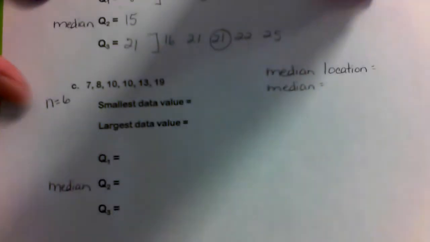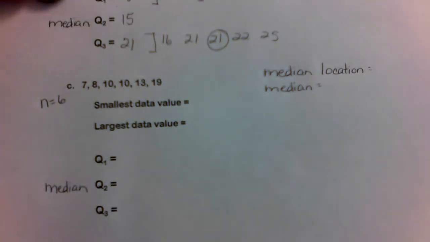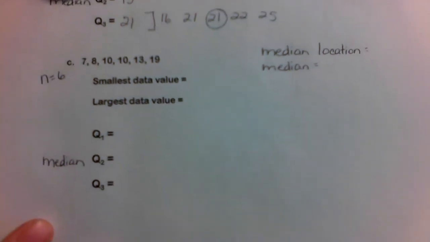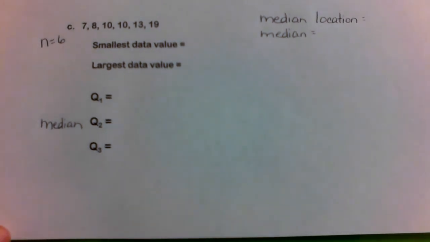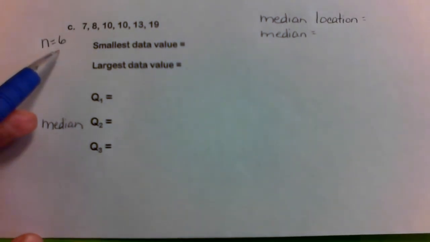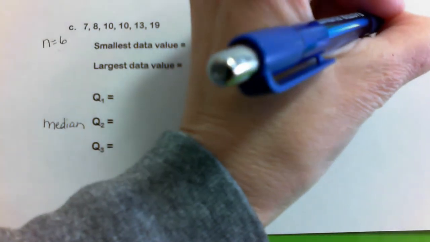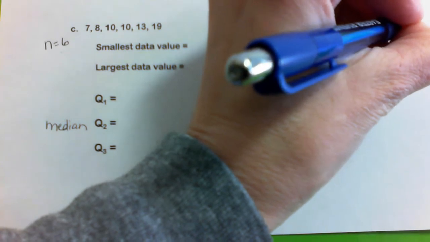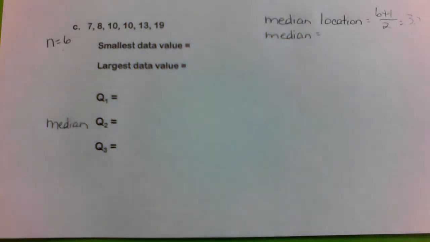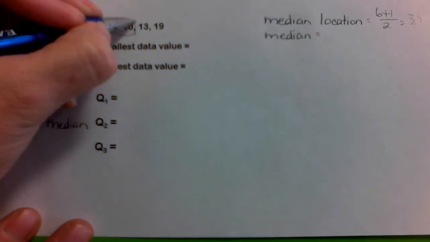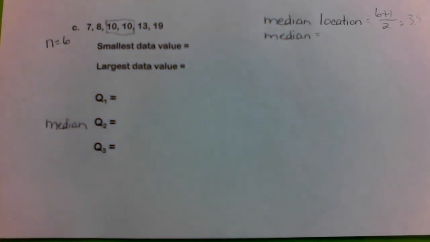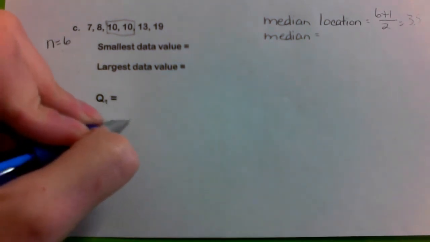Now, I want to give you one more example before we actually create the box and whisker, because this can sometimes happen and it sometimes confuses students. In this case we have 6 numbers. So the median location would be 6 plus 1 divided by 2, which is 3.5. So it's between the third and the fourth number. All right, so the median is 10 plus 10 divided by 2, which is 10.